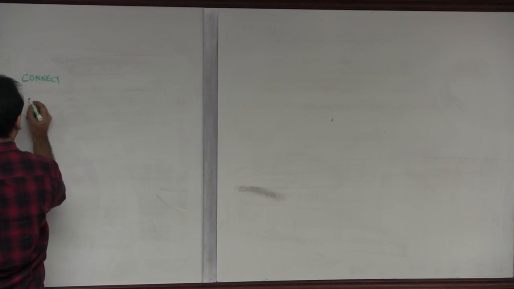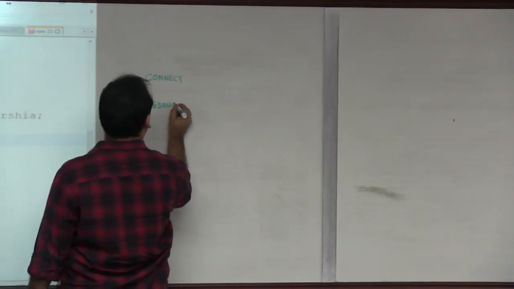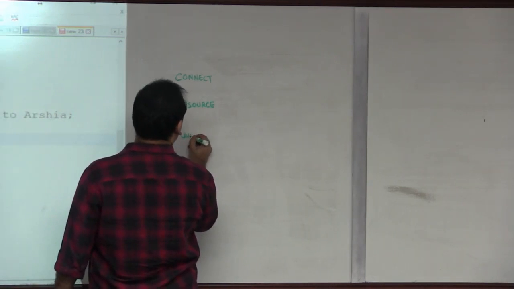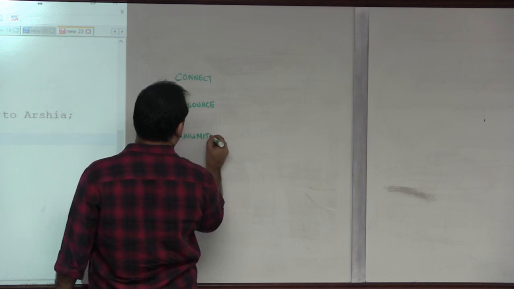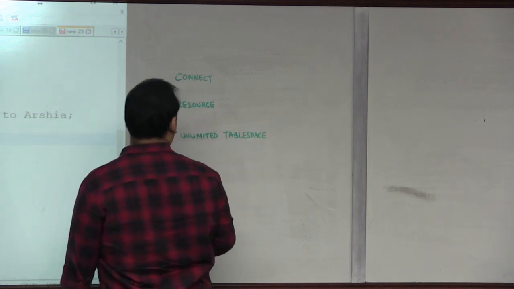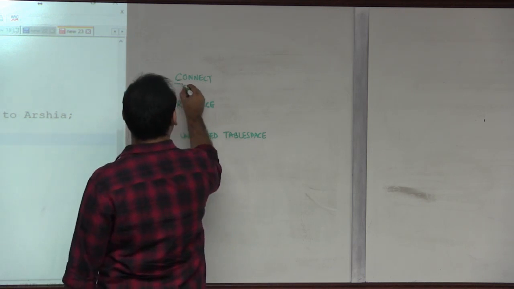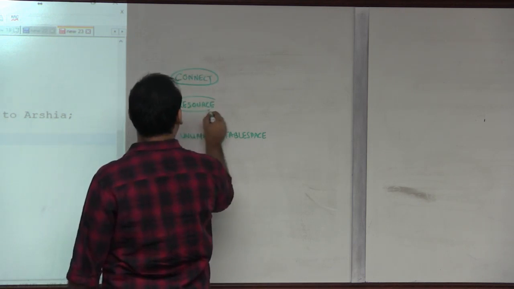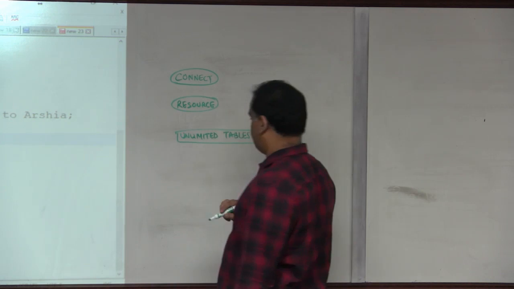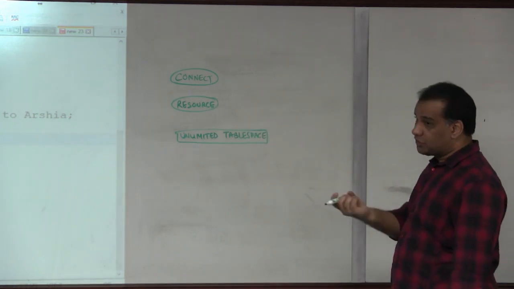So those are 3 basic permissions: connect, resource, and unlimited tablespace. Okay. So this by itself is a role, this by itself is a role, and this by itself is a permission. It's not a role. Now a role is something that can hold multiple permissions together.